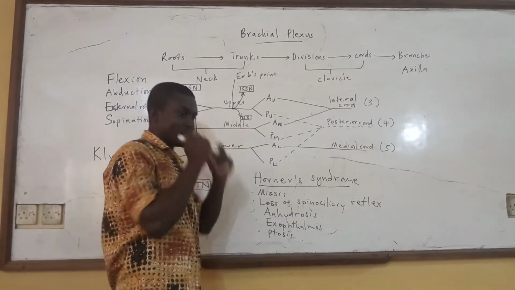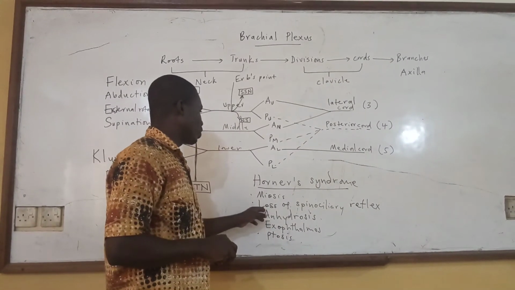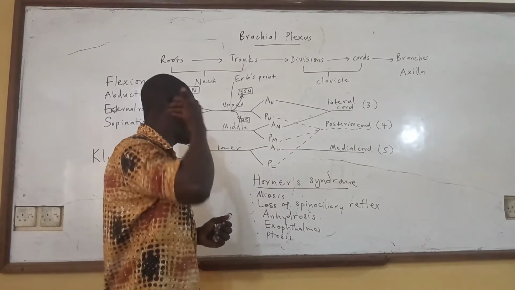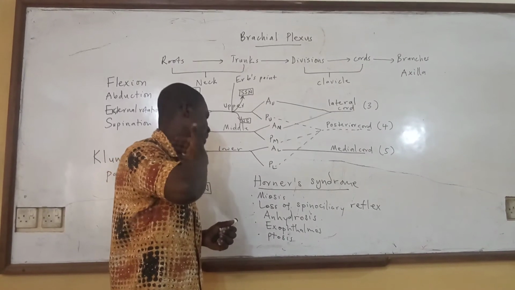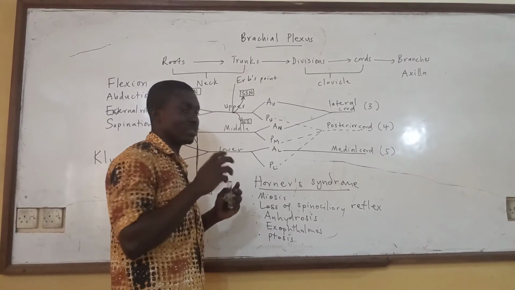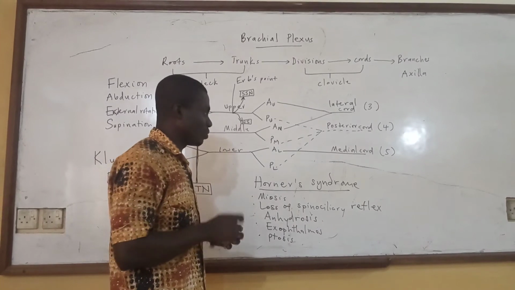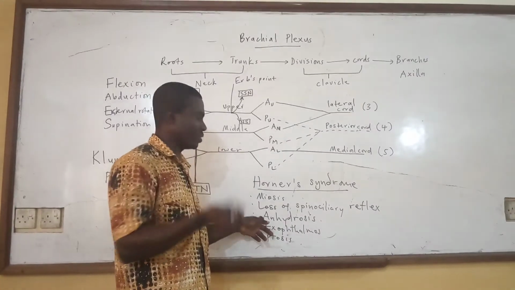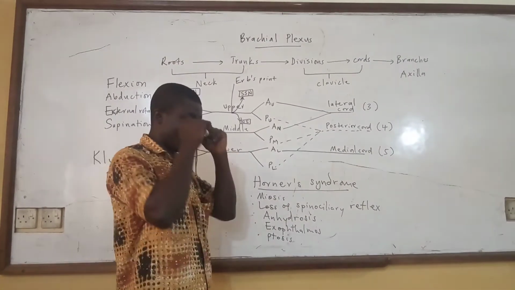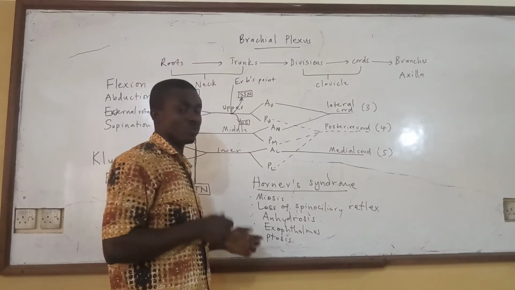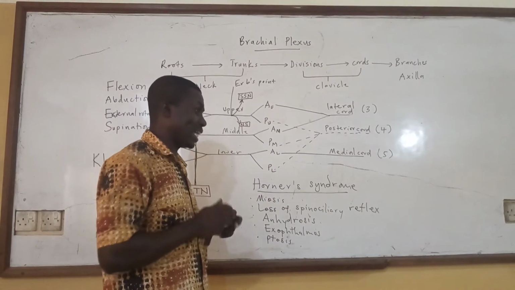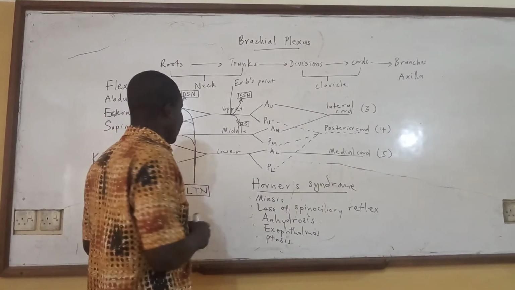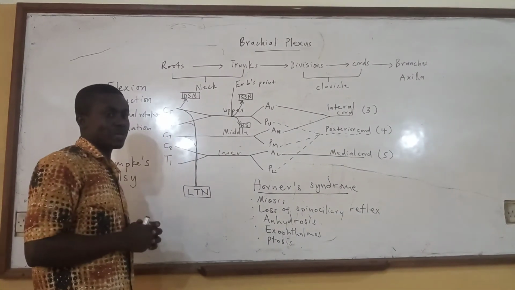Miosis is actually a constriction of the pupil, with loss of the ciliospinal reflex. Usually when there's a stimulus around this area, it should result in mydriasis, dilatation of the pupil, but that one is lost. Anhidrosis is difficulty in sweating or even lack of sweating, and enophthalmos is sunken eyeballs, with ptosis, the upper eyelids being lazy. So that is what usually will happen in most cases of Klumpke's palsy.